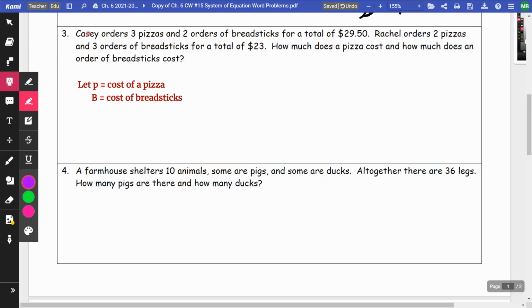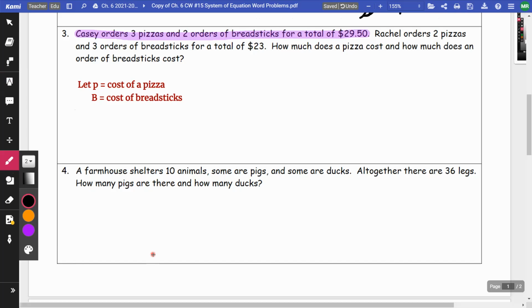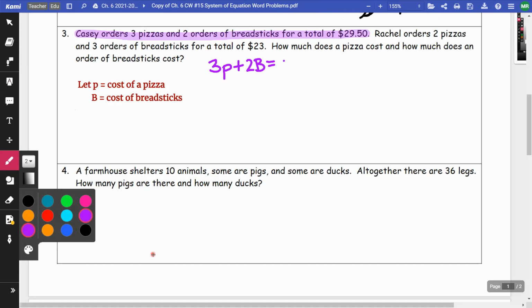Okay, so on this, we've got Casey. Casey had 3 pizzas and 2 orders of breadsticks for $29.50. That's going to be one equation. So for that equation, I'm going to write 3 pizzas that each cost P dollars plus 2 orders of breadsticks, which each cost B dollars, is equal to $29.50.